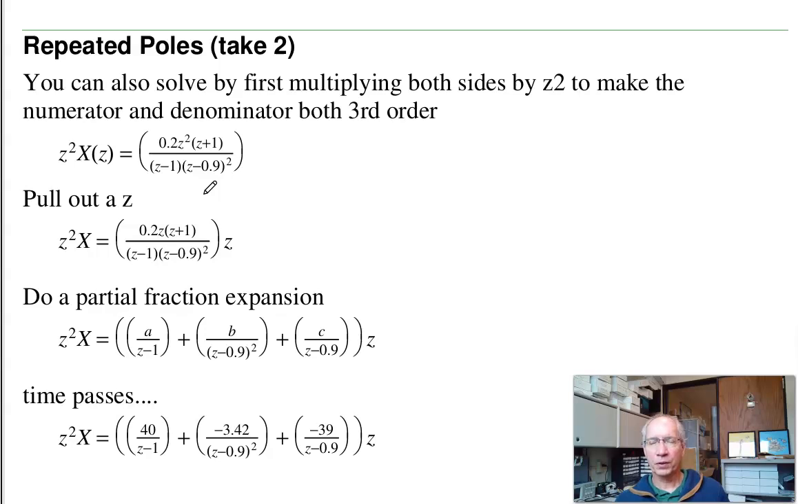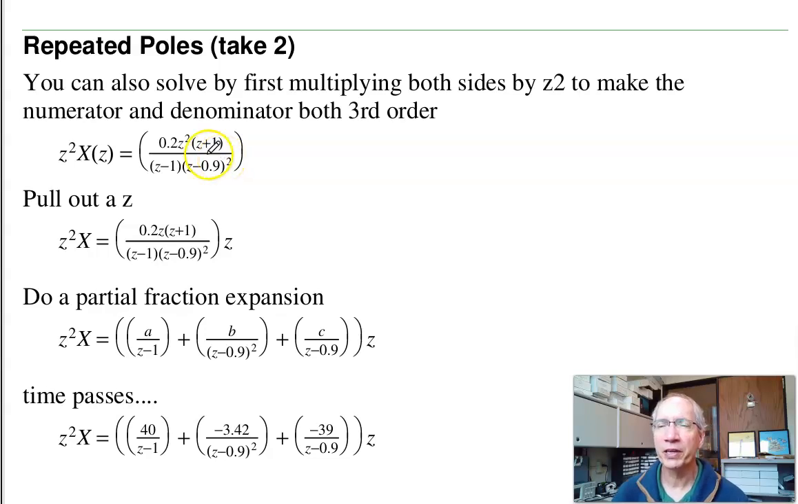3, numerator is order 1. To make them both third order, multiply both sides by z squared. Now numerator's third order, denominator's third order. The difference in order is the delay in the system. So here there's no delay in the system. This turns on at k equals 0.